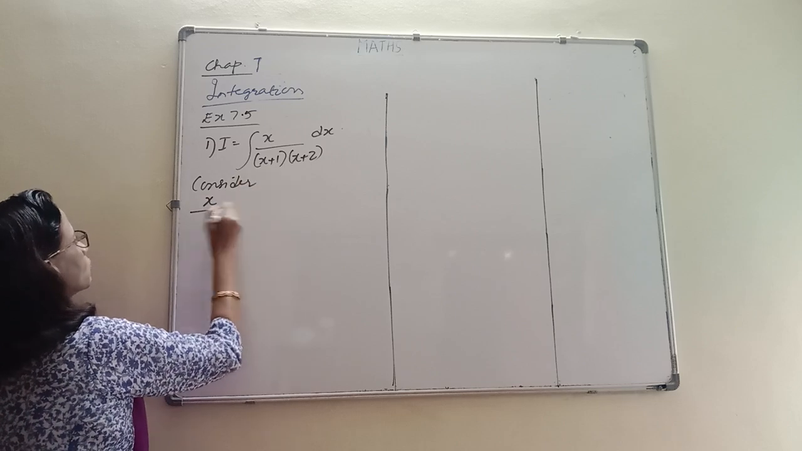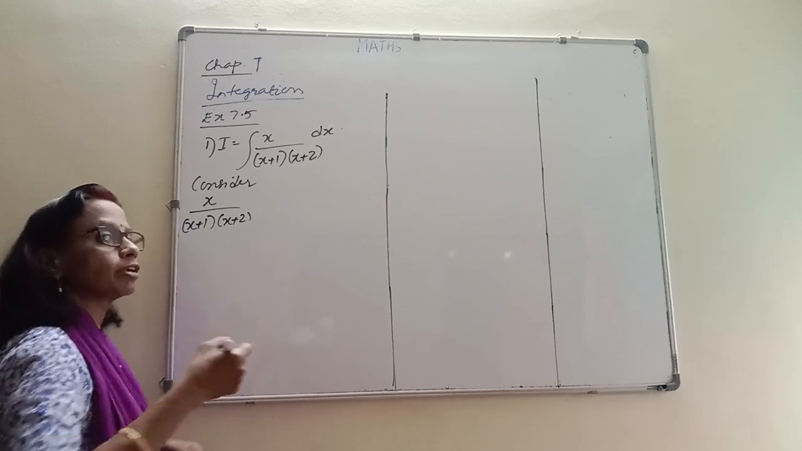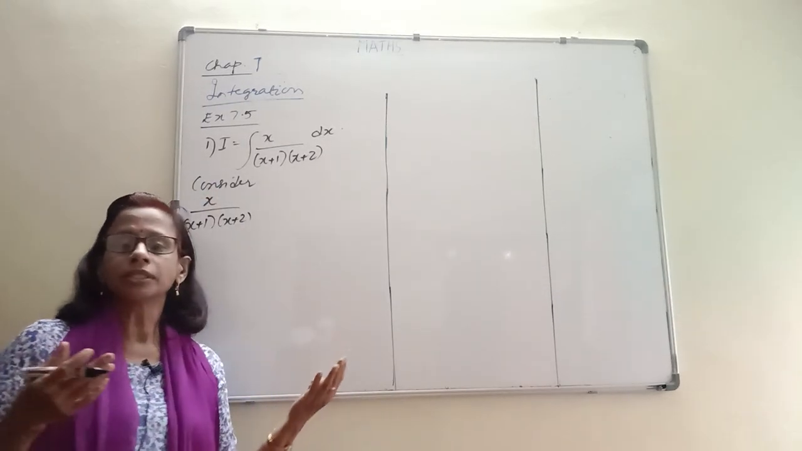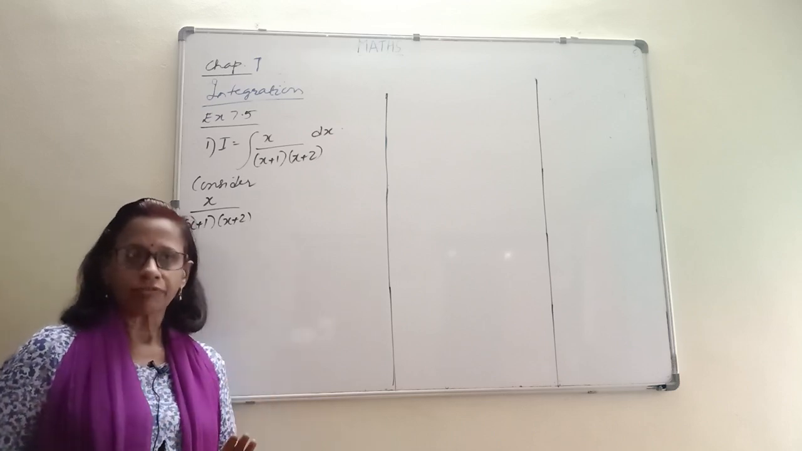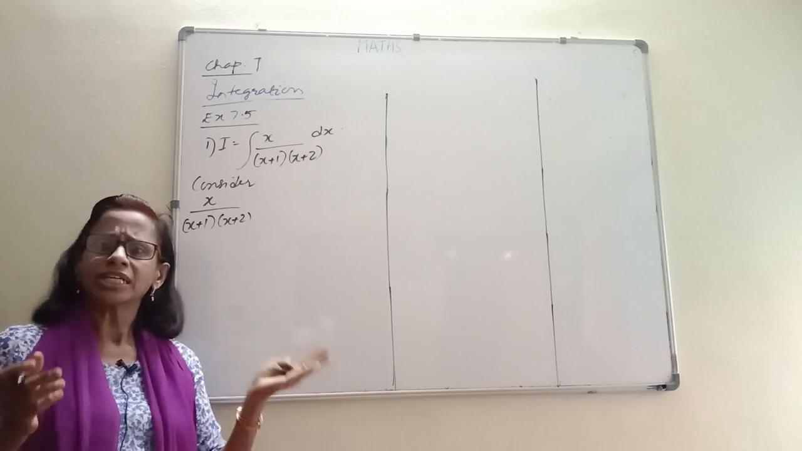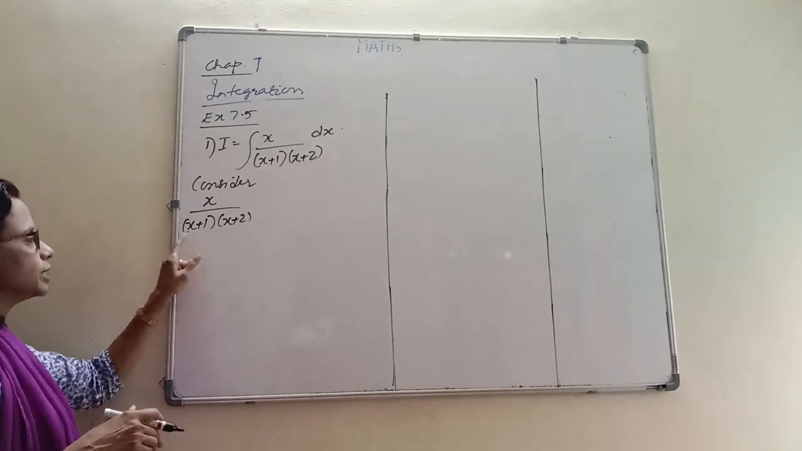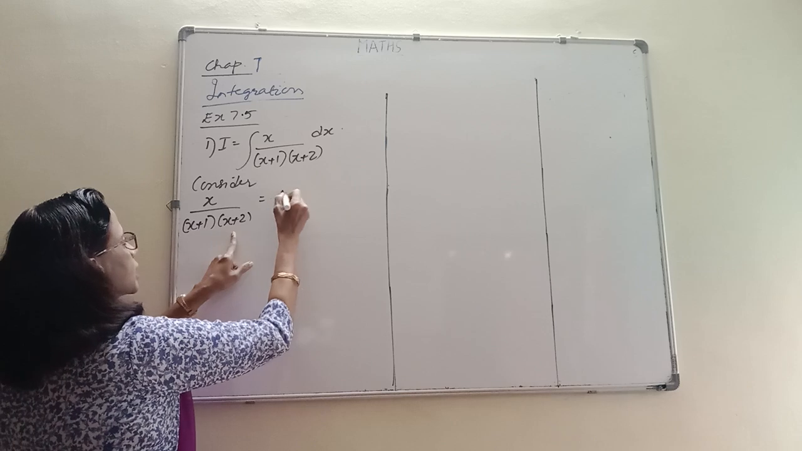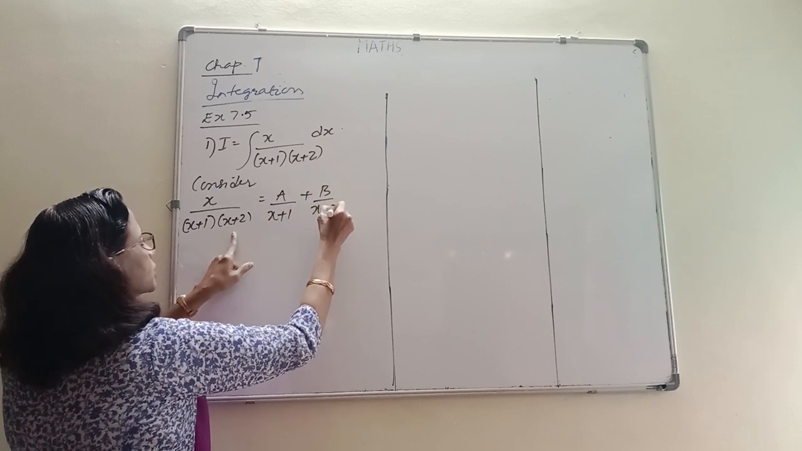Consider x over x plus 1 times x plus 2. Having a product in the denominator and another term in the numerator is quite clumsy. We are not able to do the integration. That is why we are trying to find a method by which we will have two fractions which are very easily integrable, and then we are able to get the answer. Whenever you have these two linears in the denominator, we always express it as a over x plus 1 plus b over x plus 2. That will give you the answer.